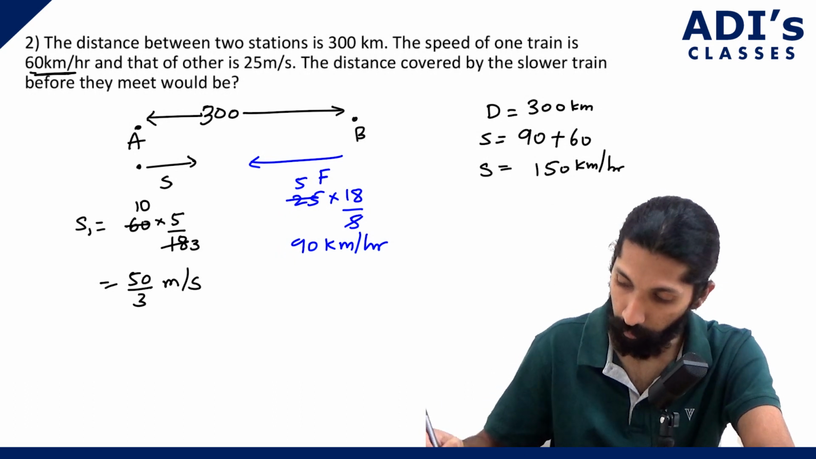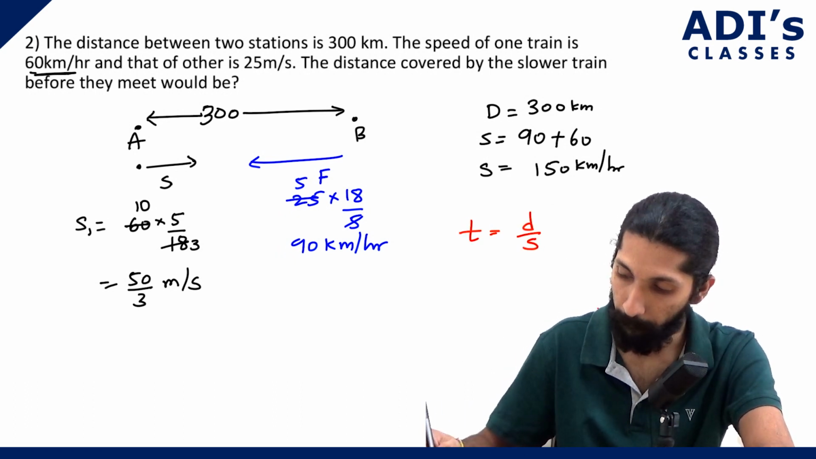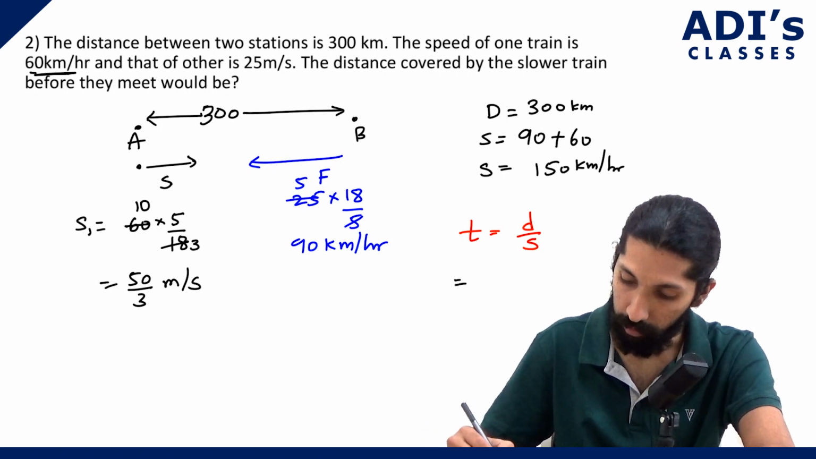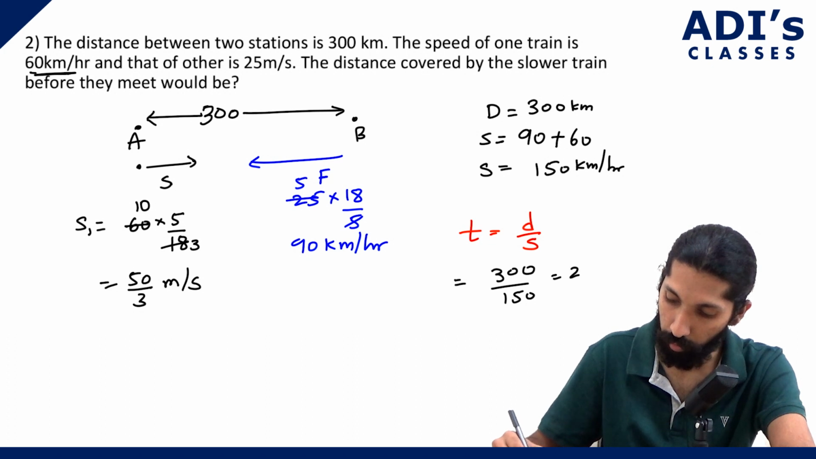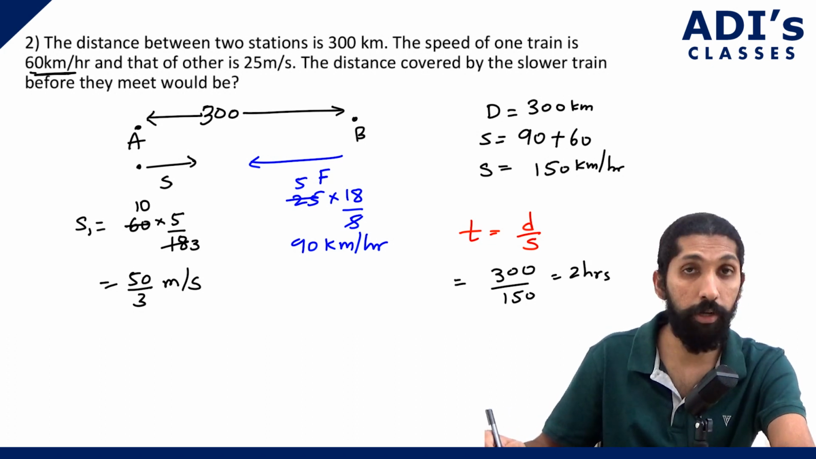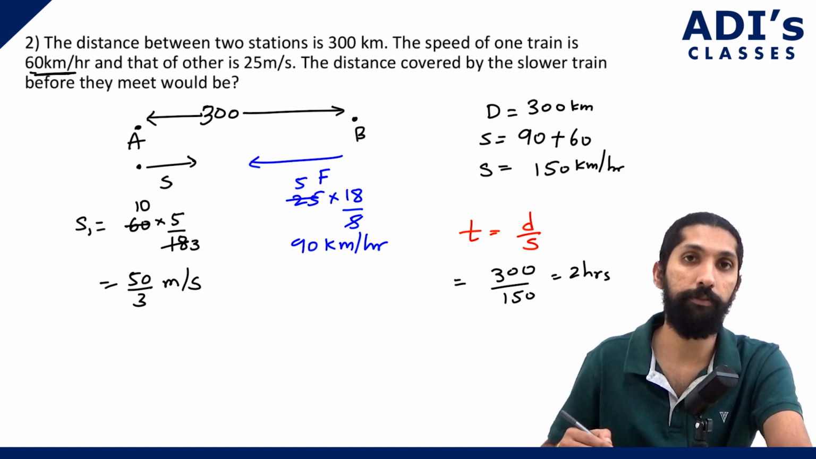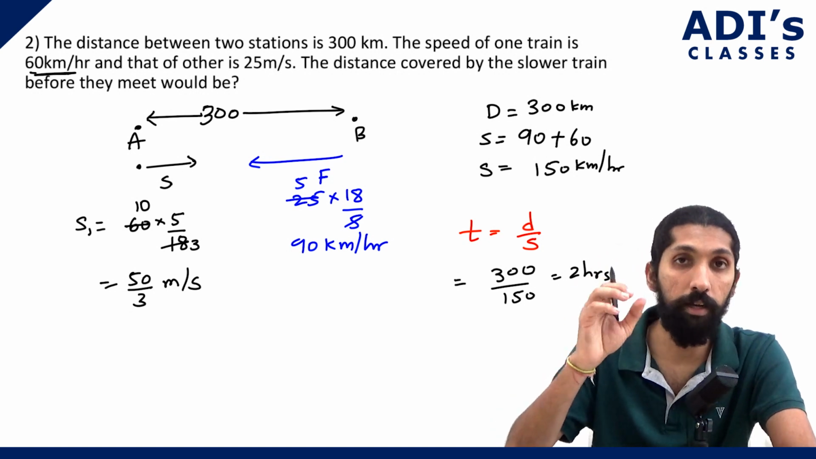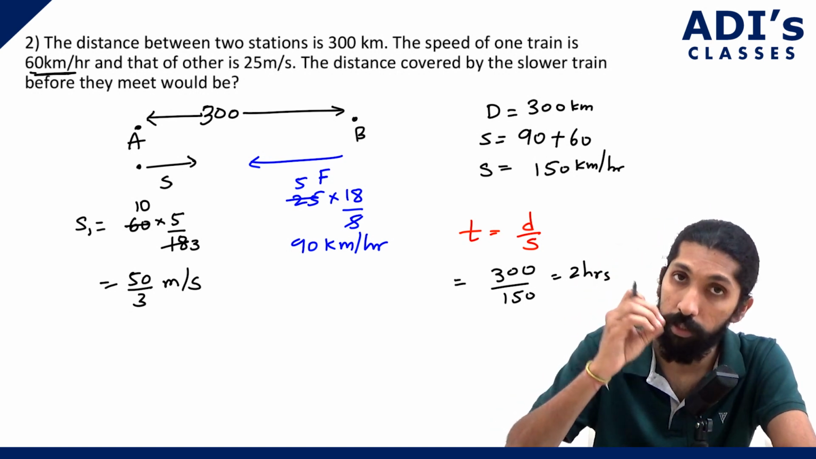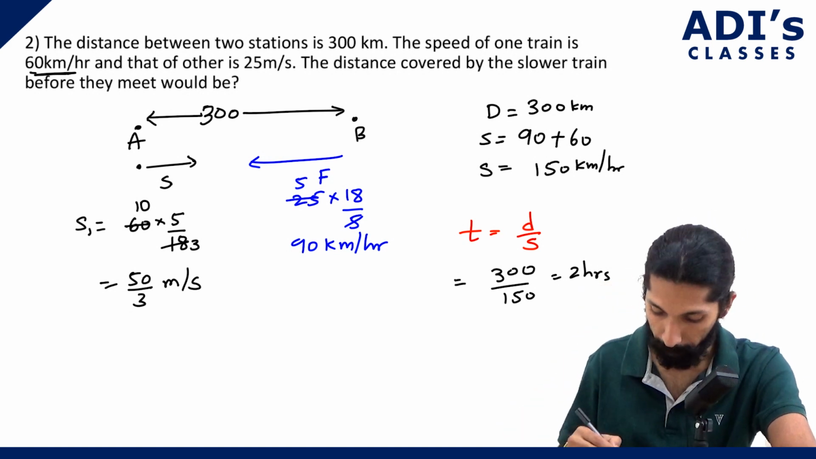So time formula is what? Time is equal to distance upon speed, which will be nothing but 300 divided by 150. That's 2 hours. They're going to meet after 2 hours, that's all. So what do we have now? So we have the time to be 2 hours. So the slower train is going to travel for 2 hours before it's going to meet the other train, the faster train.